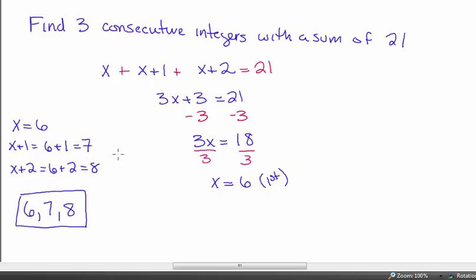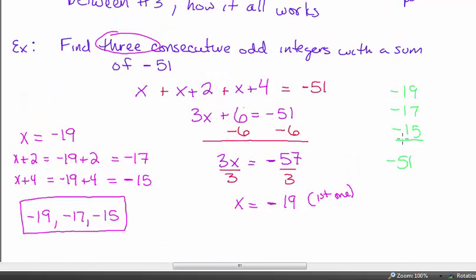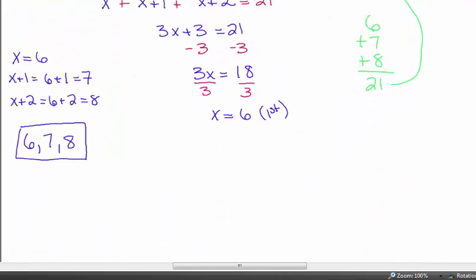Now, check these. How do you check these to make sure you got it right? Well, you're looking for a sum. So you add your 3 integers together and make sure that it matches. We can go back and do that to our last problem too. Negative 19, negative 17, and negative 15. And I get negative 51, which was what I was supposed to get, so I know that it works.